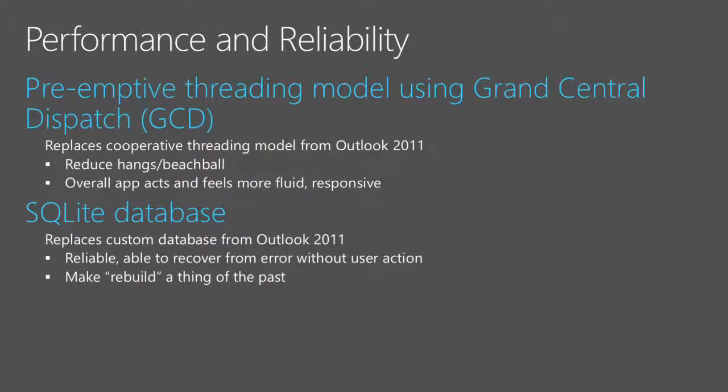So jumping into the first bucket, performance and reliability, there were two major areas of investment here. As I said, we wanted to get the foundations right and ship 2016, and then we can add more features and value add. So in that, it started at the database. 2011 had a proprietary database, so we've completely replaced that with an industry standard SQLite database. What that means to you is that you get a much more reliable experience. We're able to recover from errors without needing user action, which means that rebuild, as it exists on 2011, is a thing of the past.